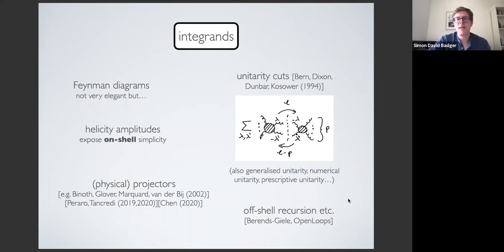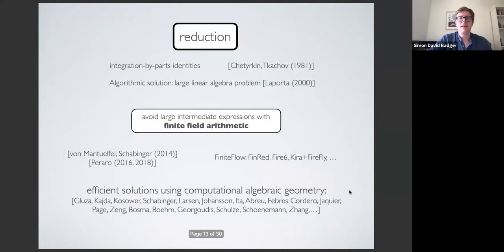But we still have to reduce that integrand onto a basis of special functions. And the technique for doing that is integration by parts identities. These things have been around, obviously, for many, many years, 40 years actually, since Tkachov and Chetyrkin described how to use those things efficiently to do the beta function in QCD. It was in 2000 when Stefano Laporta taught us that we can have an algorithmic solution to the integration by parts identities, but it involves solving a large linear algebra problem.